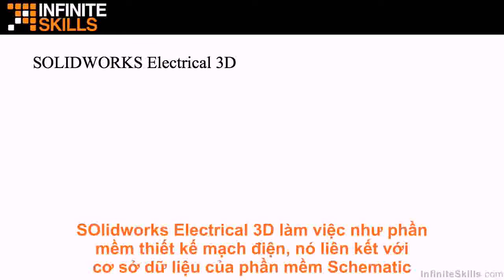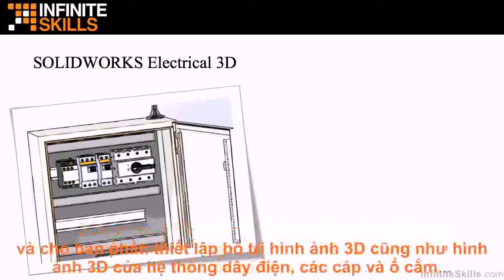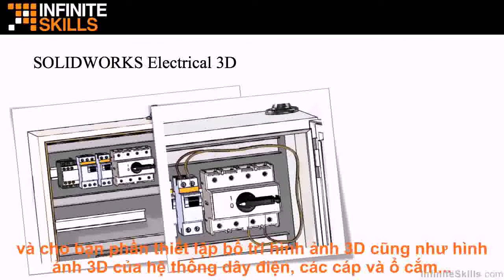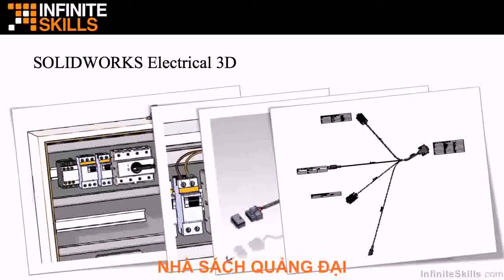SolidWorks Electrical 3D runs as an add-in to the SolidWorks Mechanical Design software. It is connected to the database on the schematic software and is giving you the ability to create 3D panel layouts, as well as 3D wiring, cable and harness designs, and flattened nailboard drawings for manufacture.